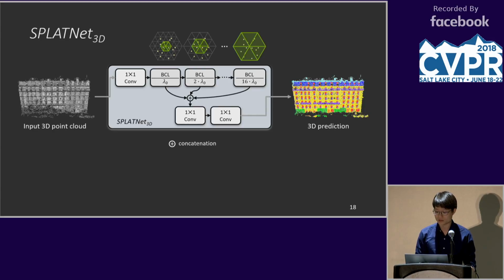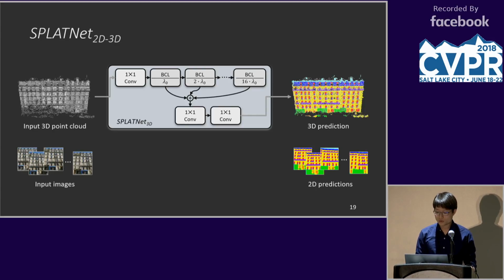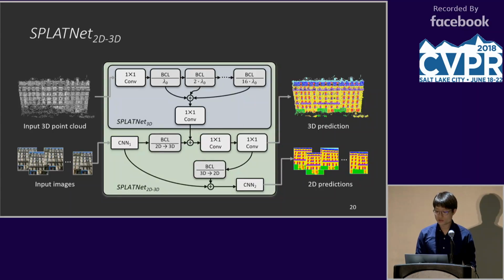For the joint 2D 3D version of our model, we'll use 2 more building blocks introduced earlier, BCL 2D to 3D for projecting pixel-wise information onto the point cloud, and BCL 3D to 2D for the reverse. Here are the internals of SPLATNet 2D 3D. Again, let's walk through the components one by one.